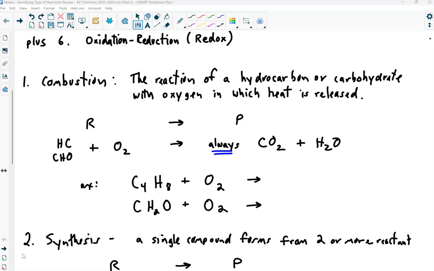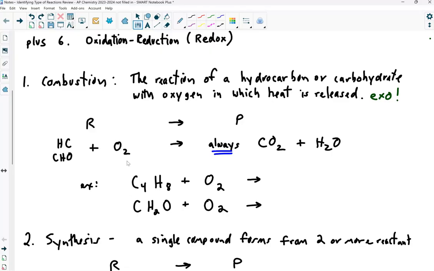So here we go with combustion reactions. The combustion reaction is defined as the reaction of a hydrocarbon or carbohydrate with oxygen in which heat is released. These are all exothermic, by the way. And how would that appear? On the reactant side, you would see a hydrocarbon or a carbohydrate, something that contains C, H, and O, or something that just contains C and H. The other reactant will be oxygen.